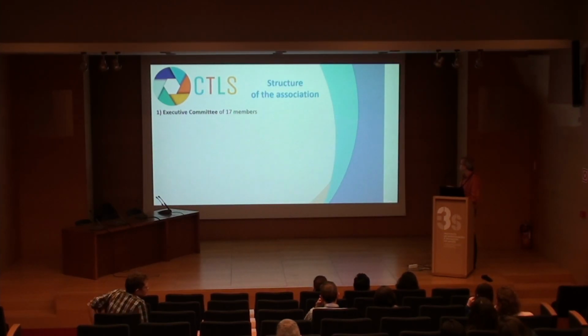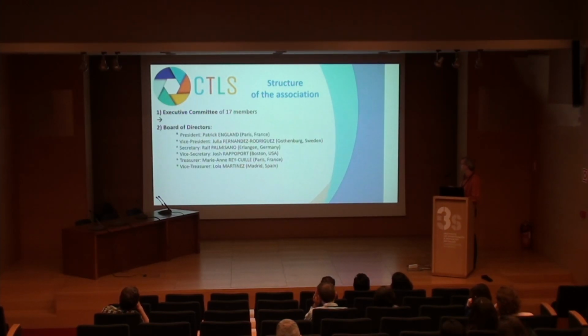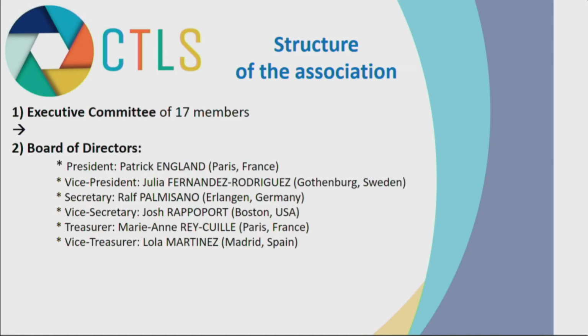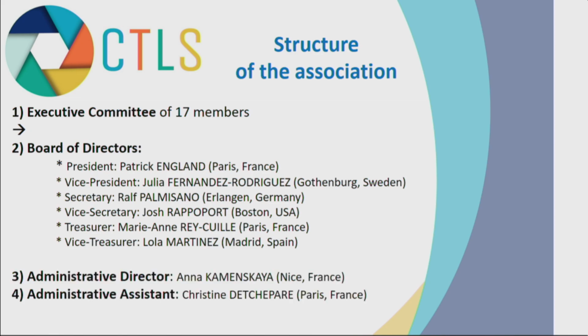What is the current structure of the association? As in many associations, the decision-making body is an executive committee. From the executive committee emanates a board of directors. As was said at the beginning, I am currently the president of the association. But you see, the board of directors is from many different places. The vice president works in Sweden, the secretary in Germany, the vice secretary in the USA. So it's very multinational at this level too. We have also managed to recruit a part-time administrative director, and an assistant that is also helping us with administrative tasks.